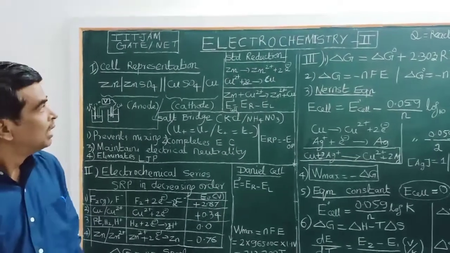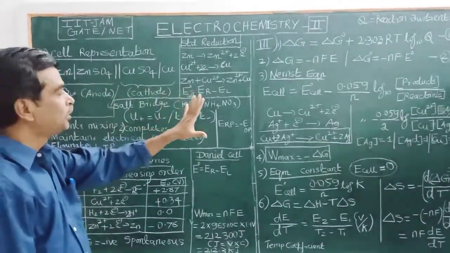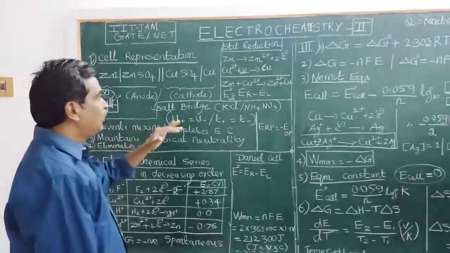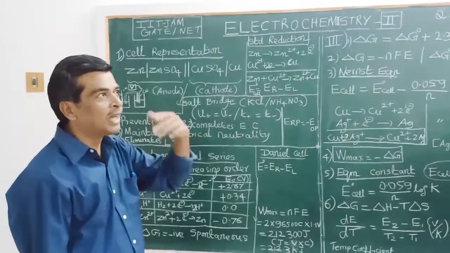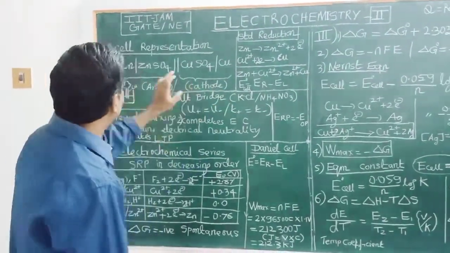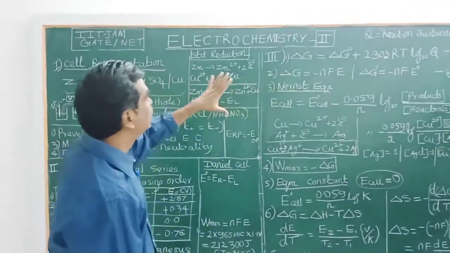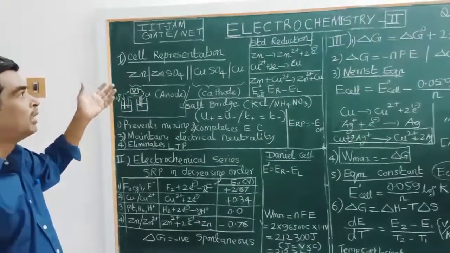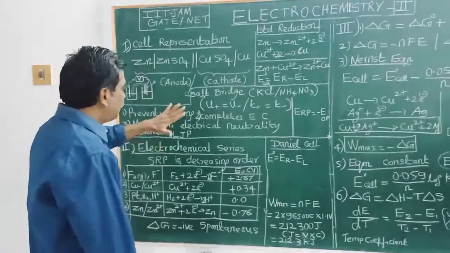Good morning. Let us quickly revise electrochemistry part 2 in 10 or 15 minutes. We have earlier studied that there are two types of cells, electrolytic cells and galvanic cells. Electrochemistry 2 deals with electrochemical cells, voltaic cells, also called galvanic cells. For example, the Daniel cell.